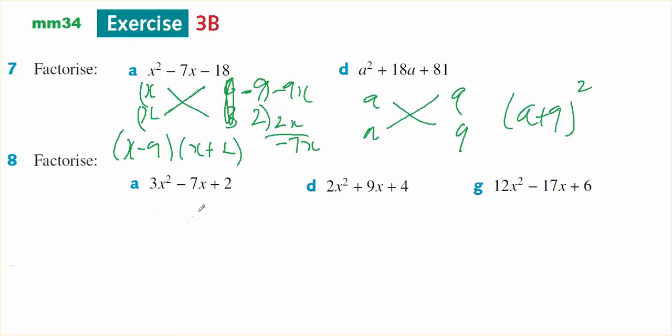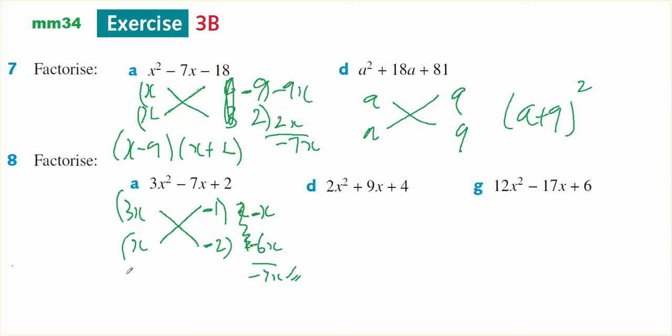a 3 here. So I'm still going to do it the same way, crisscross, except that's 3x and that's x. And I could put 1 and 2, or I could put 2 and 1. And I'm thinking to get negative 7, if I put the 2 opposite the 3, that will give me 6x. And the 1 opposite the x gives me x. And since I need negative 7x, both of these are negative, which means that's negative and that's negative. Negative 7x is what I want. Therefore, here are my two factors, 3x minus 1 and x minus 2.